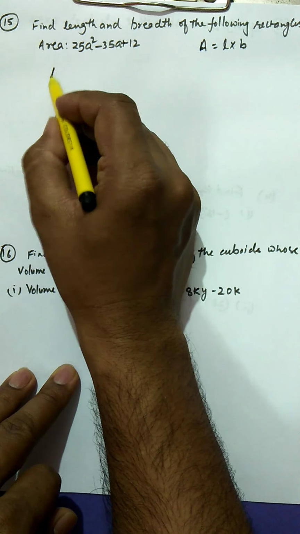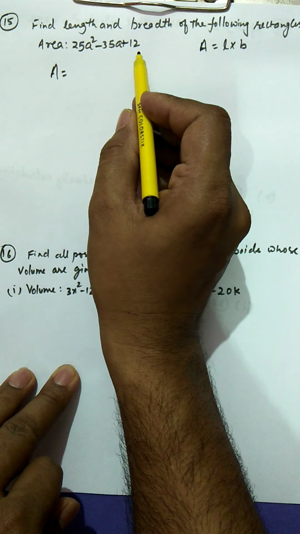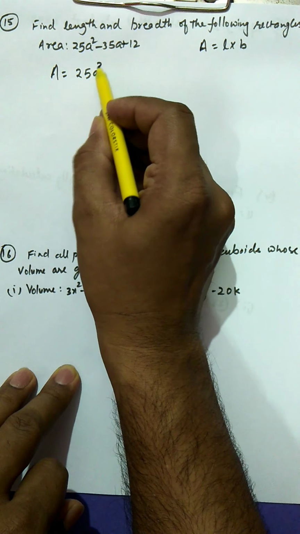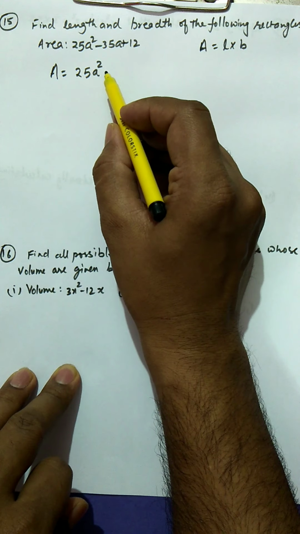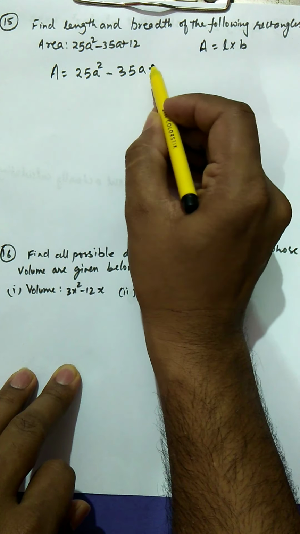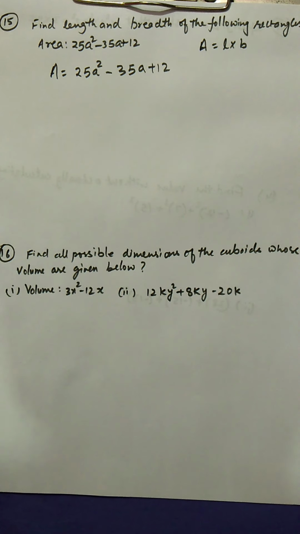So now you see that area, I'm going to write this 25a². This you can see which formula, if you can factorize, this is really good. 25a² minus 35a plus 12. So you have this splitting method, you have done this splitting method, so I'm doing it for you again.